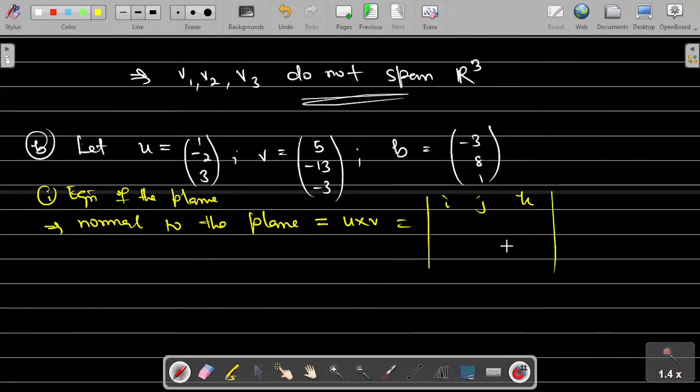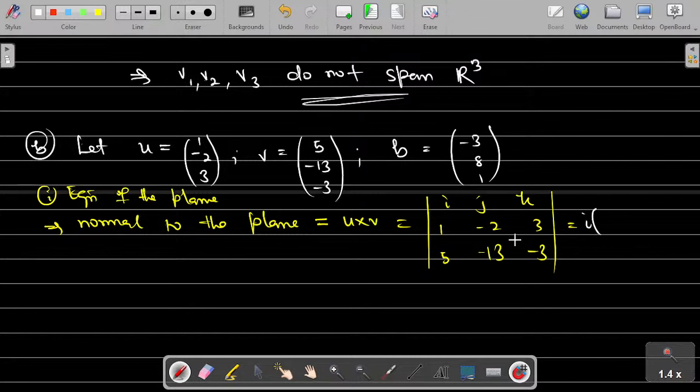So what is our u? Our u is 1, minus 2, 3. What is our v? Our v is 5, minus 13, minus 3. Okay, so what's this determinant going to be?